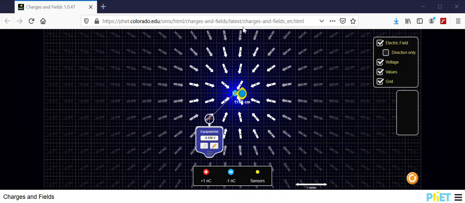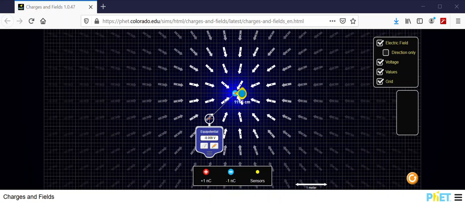So that's the relationship between distance and the voltage, or the electric potential in this case. The electric potential.